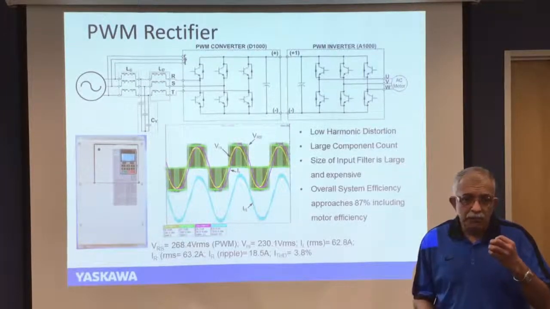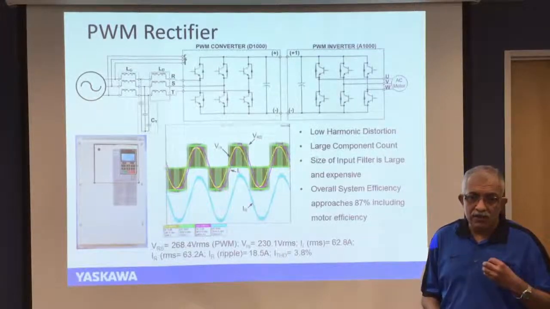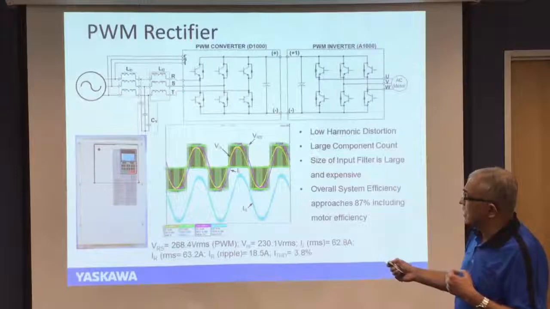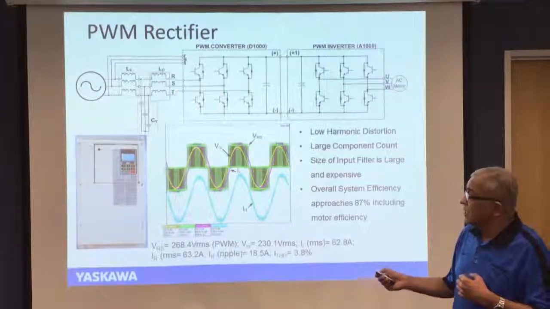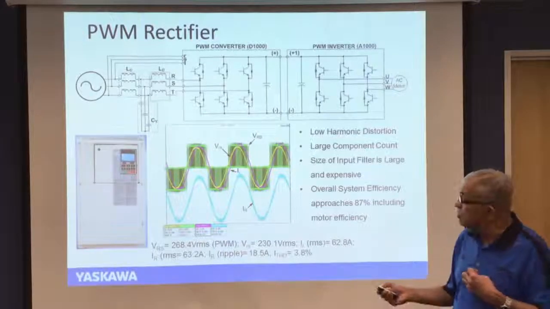Now I would like to bring to attention something which I just mentioned: system cost. When I talk about cost, you can see that there are semiconductor devices here, there is iron and copper here, and film capacitors are being used here.